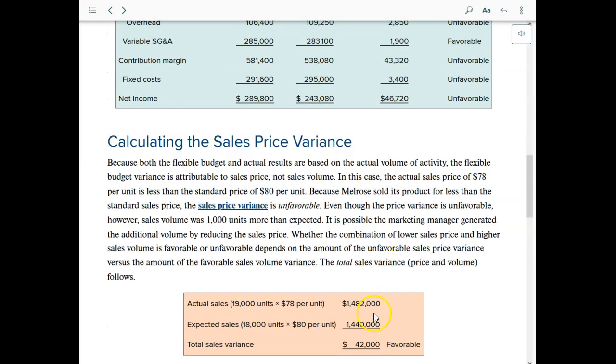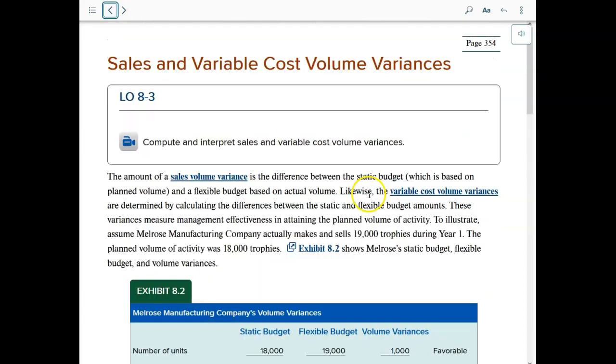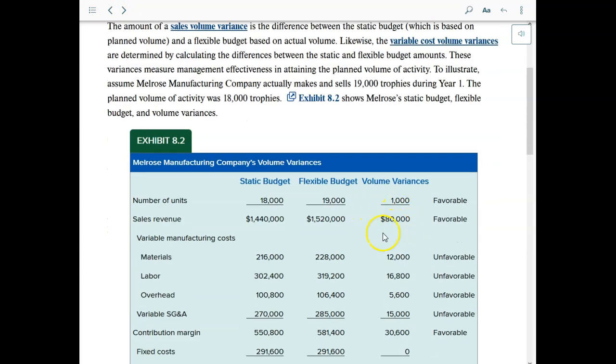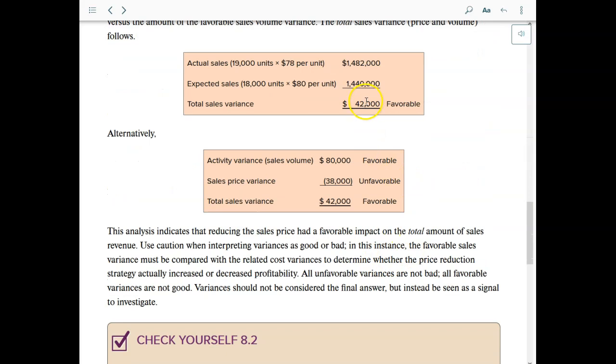I need to go back a page to find the $80,000. Let me do that. Here's the 80, comparing one budget to another. We thought we were going to have 18,000 units produced and sold. We produced 19,000. The budget should have been $1,520,000. So 80,000 favorable. That's the volume variance. So that's where those numbers come from. So you can break out the total sales variance into an activity variance and a sales price variance to get to the 42.